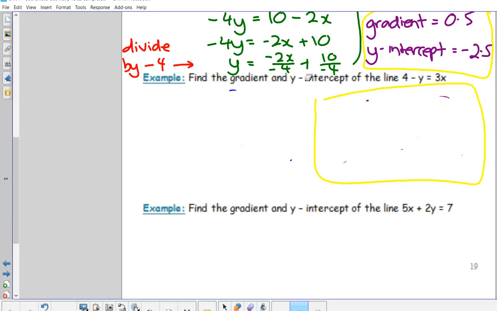Another example, find the gradient and y-intercept of the line 4 subtract y equals 3x. You'll want to get it into gradient intercept form again. Perhaps this one's a bit easier because you don't have as much to deal with. There's no coefficient on the y this time. So again, I was just a bit slack. I just rewrote the question to begin with. Took up a bit of space, unfortunately.